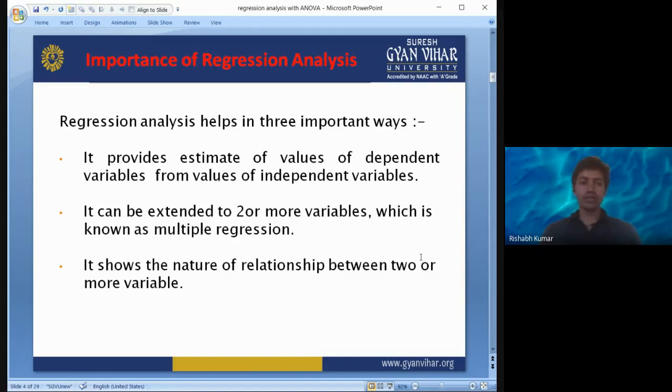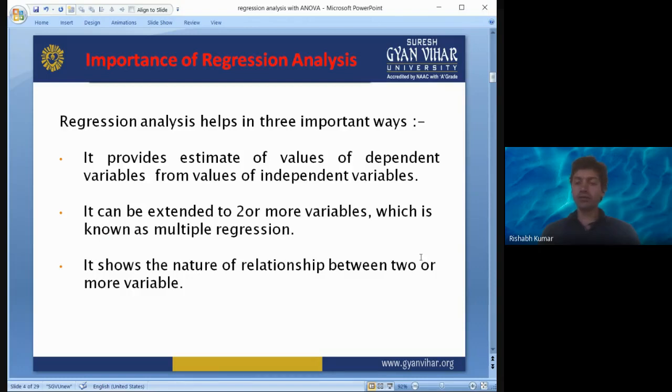Okay, so what is the importance of regression analysis? Regression analysis helps in three important ways. It provides estimates of values of the dependent variable from values of the independent variable. It can be extended to two or more variables, which is known as multiple regression. Then it shows the nature of a relationship between two or more variables, right? So we can do some kind of prediction, or we can make an estimate, or a calculated guess based upon the regression analysis, right?